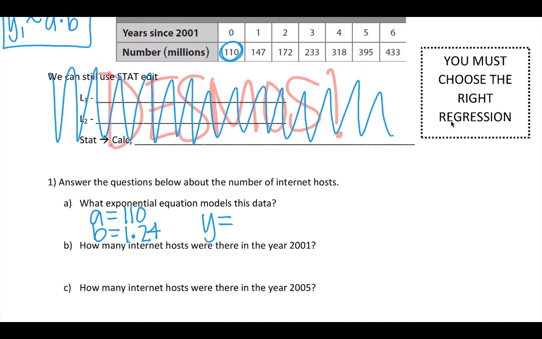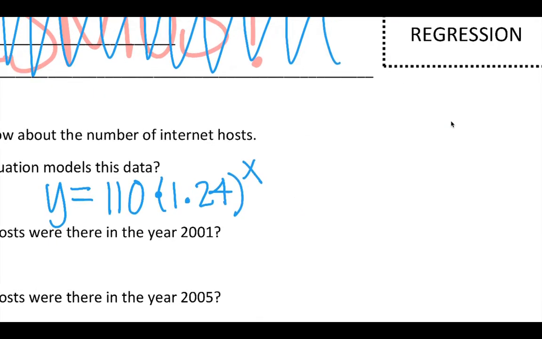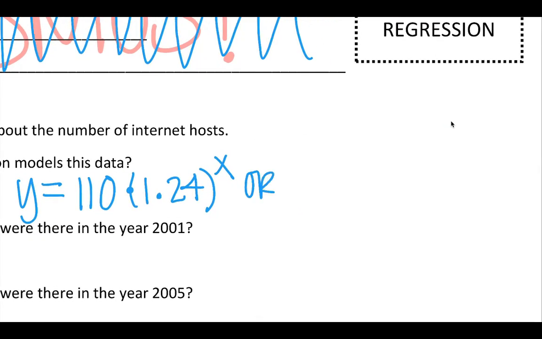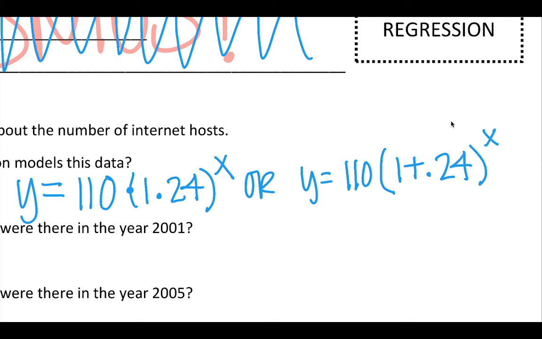Okay, so if I have a and b, it's y equals a, so 110 times 1.24 to the x power. Again, you can always write this like y equals 110 times 1 plus 0.24 to the x power, because it's either 1 plus or 1 minus. And because we have the 1 plus, that means that this is going to be exponential growth.